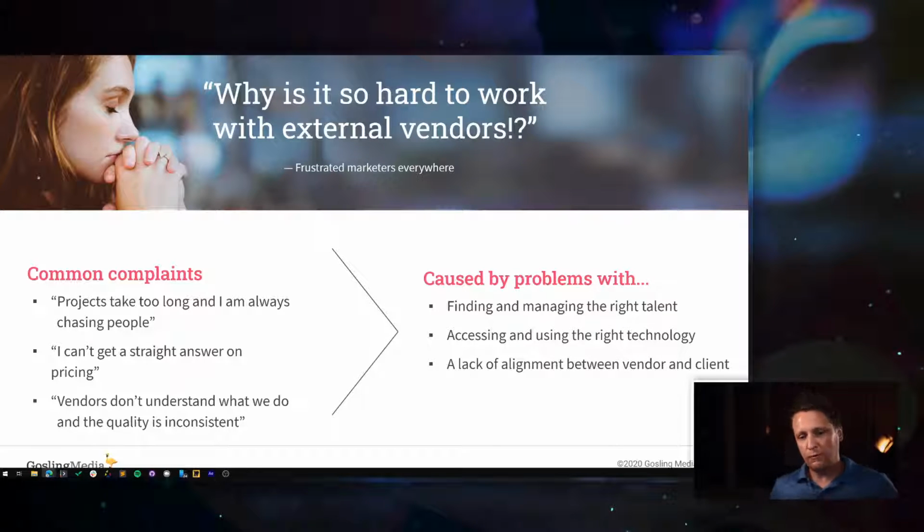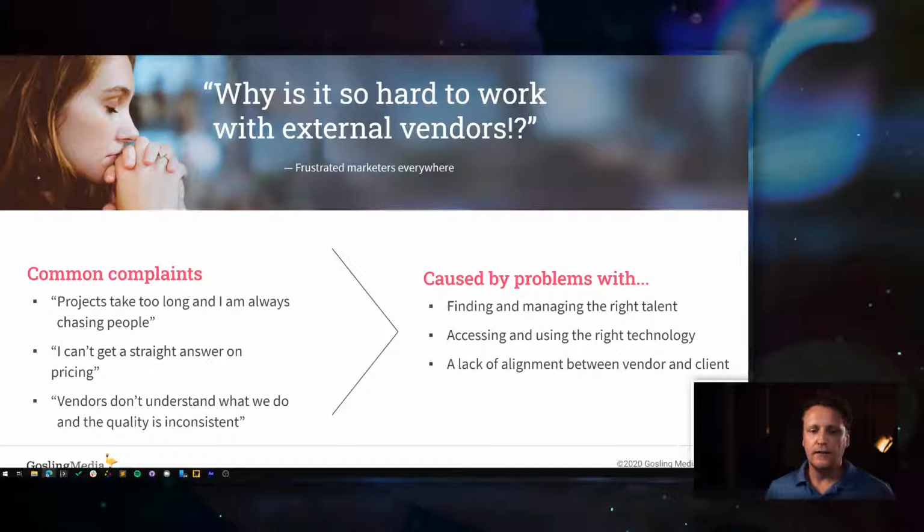So I think when I was putting Gosling Media together, I was trying to solve these problems, and the problems I sort of identified was finding and managing the right talent. Are you asking the right person to do the job, or are you sort of setting them up for failure by not giving them a chance? You've got to have the right person. You've got to have the right technology. Marketing these days is so enabled by tech that if you're not using the right software for the right job, then you're not going to get the best results. You have to make sure that out of the thousands of different software platforms, you're picking the right ones for the task that you're doing.